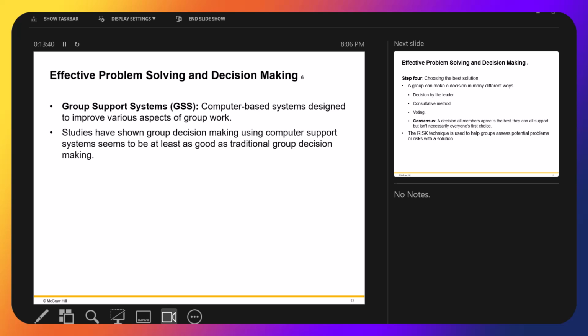Group support systems: computer-based systems designed to improve various aspects of group work. Studies have shown group decision-making using computer support systems seems to be at least as good as traditional group decision-making. So this is technology. This is one of the ways to bring the technology in there. Computer-based systems designed to improve various aspects of it.